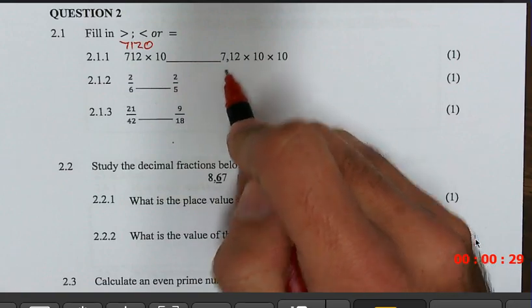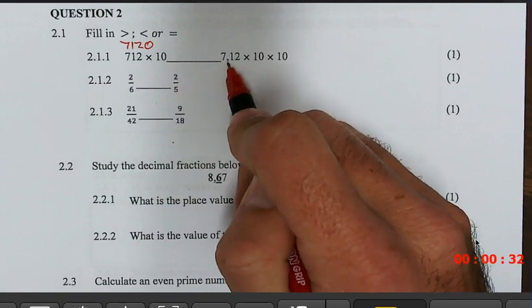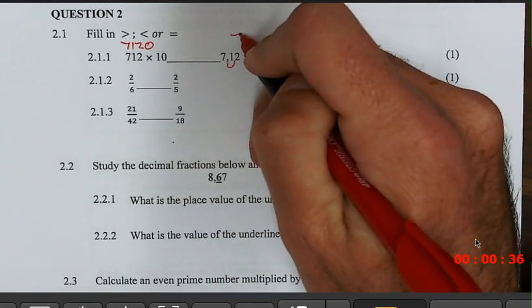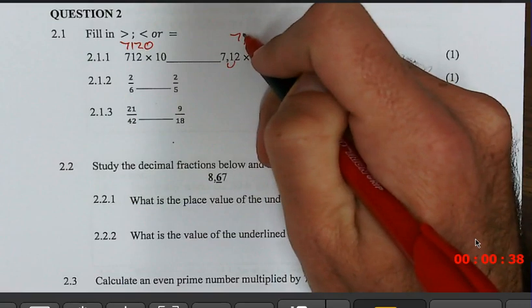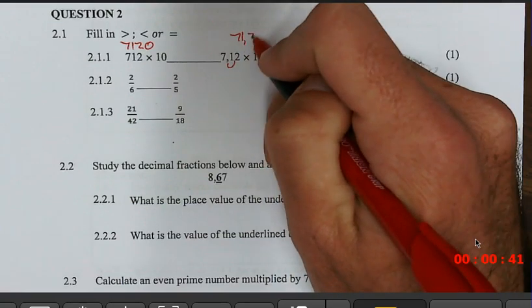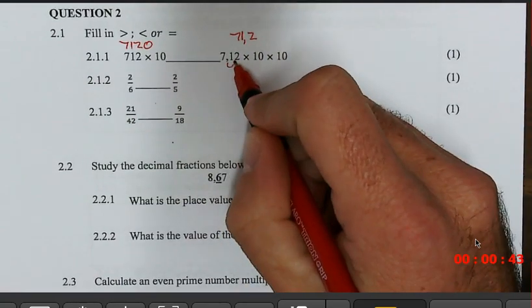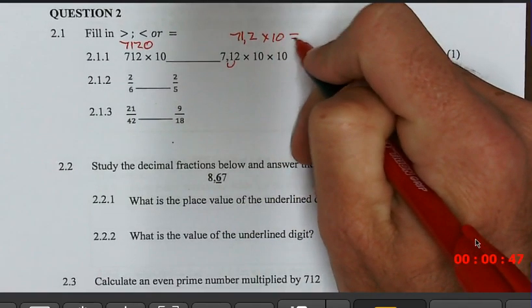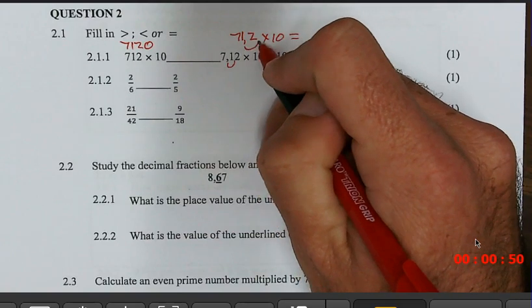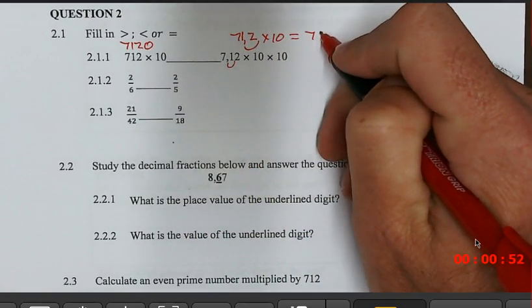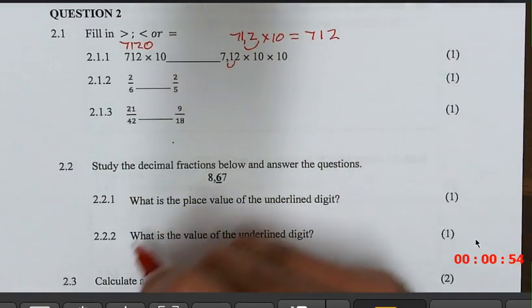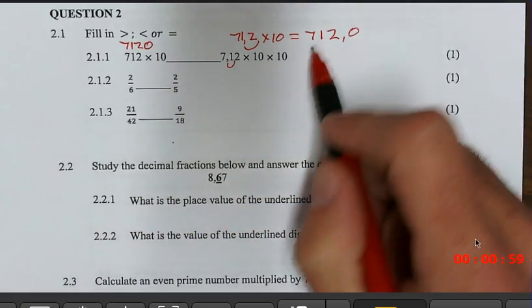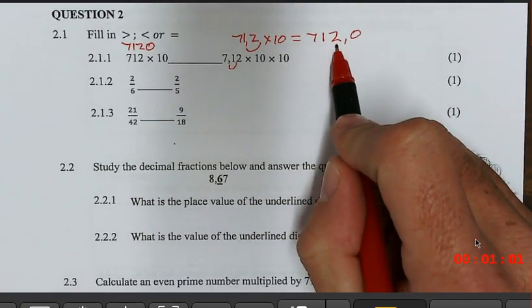I'm going to multiply by 10 first. So what do I do with the comma? I move it one place. So then I have 71,2. The comma moved one place. Then I still need to multiply it with another 10. So the comma is going to move one more place. Then it's after the 2. So 7, 1, 2. And then my comma. There's nothing after the comma. So I have 712 here.